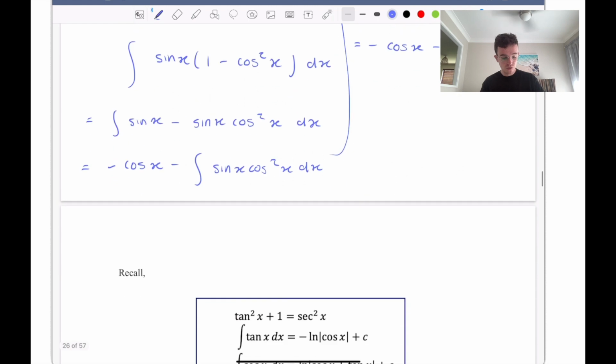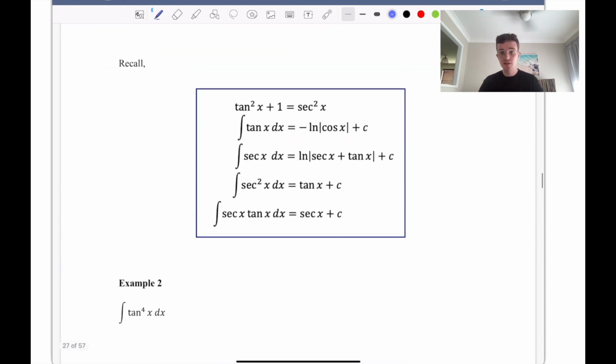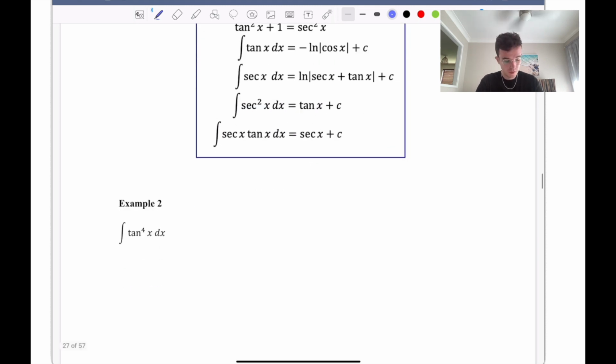Okay, the next integral we're going to have a look at is tan to the power of 4 of x. And some important integrals that we're going to note. First of all, tan squared x plus 1 is sec squared x. And then there's some important integrals down there that might be useful in memorising. You can derive all of these, but it's much easier just to memorise them.